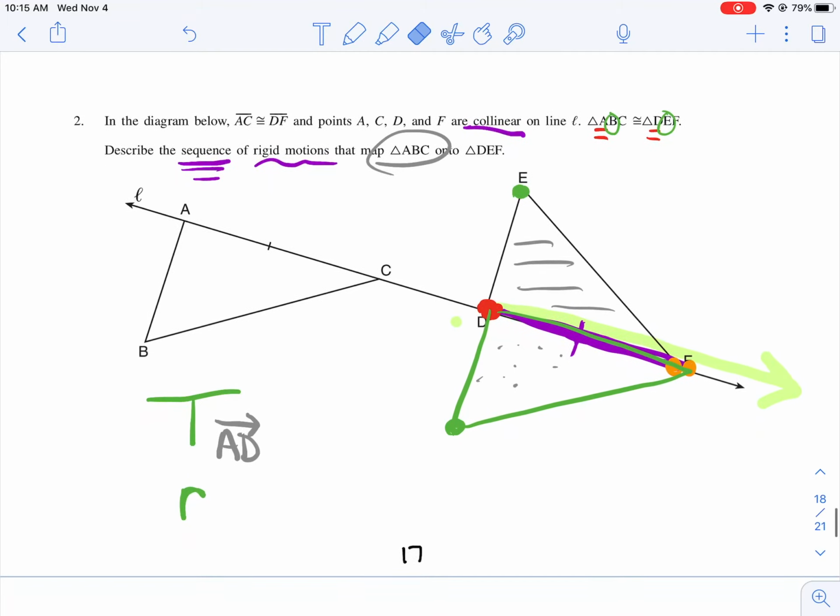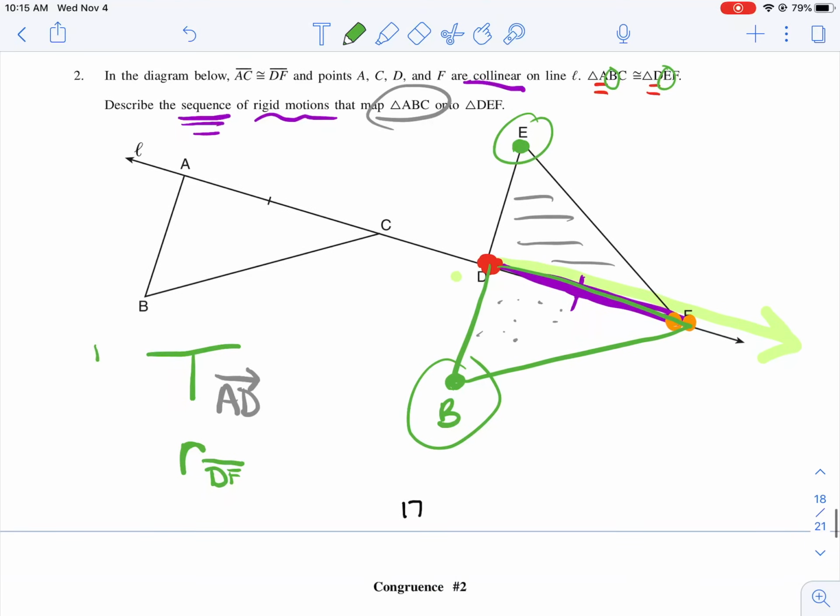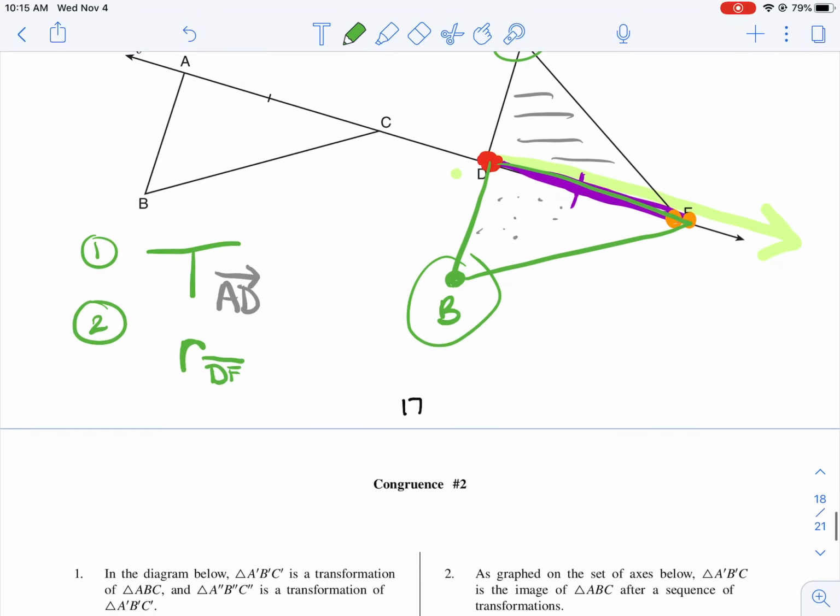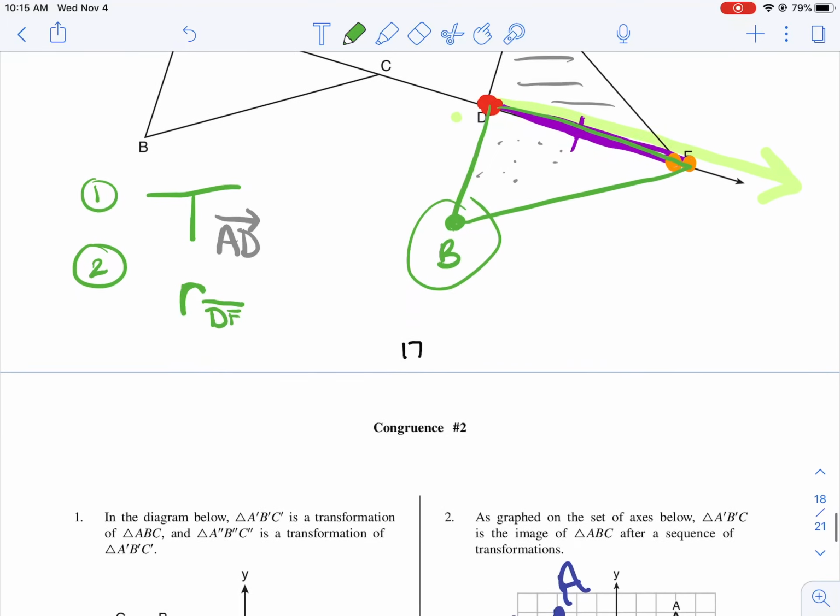Okay, so if I look here, I'm reflecting, and the line I'm reflecting over is GF. When I do that, all our points should match up. Yep, B is now going to match up with E. So are those two different rigid motions? Perfect. Now on the next page, we have 2 congruence questions.